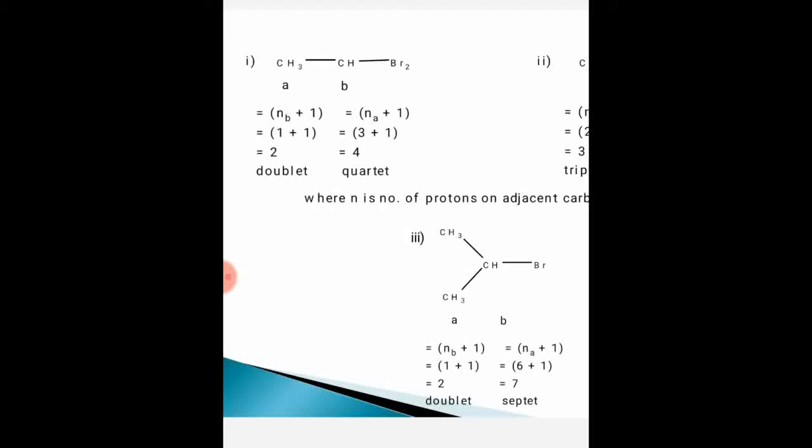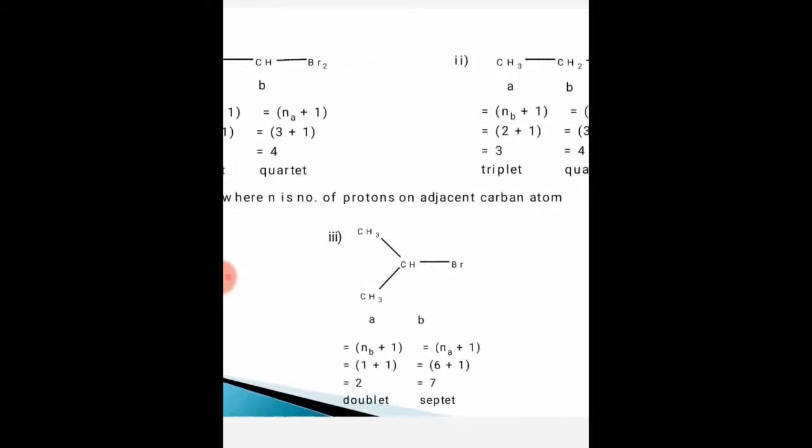HA equals Nb plus 1, where Nb is the number of protons attached to the neighboring carbon atom. Here 1 plus 1 equals 2. We get a doublet for the HA set of protons, and for the HB set of protons, Na plus 1. The number of protons for the A set is 3, 3 plus 1 equals 4. We get a quartet for the HB set of protons, doublet and quartet.